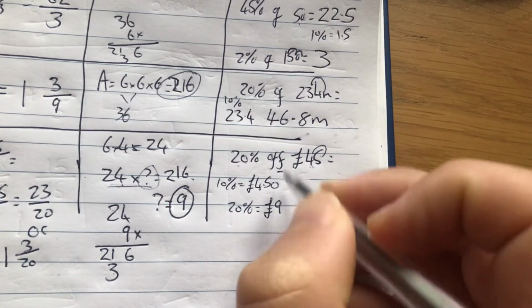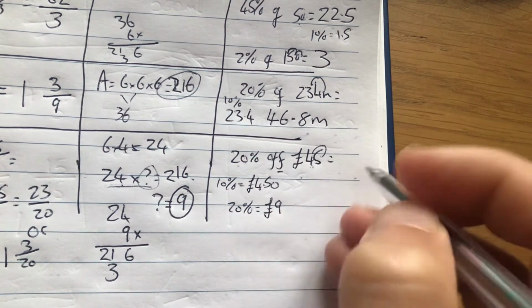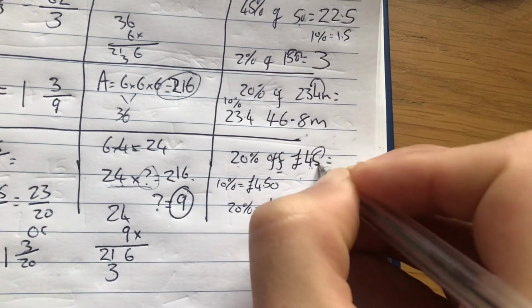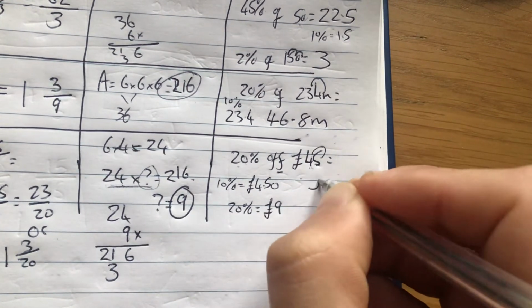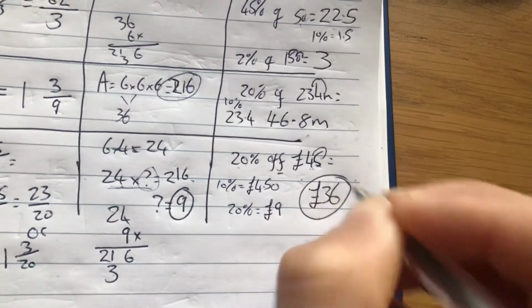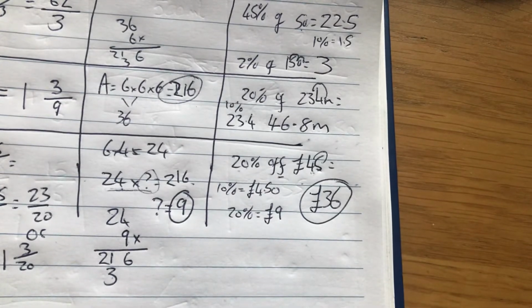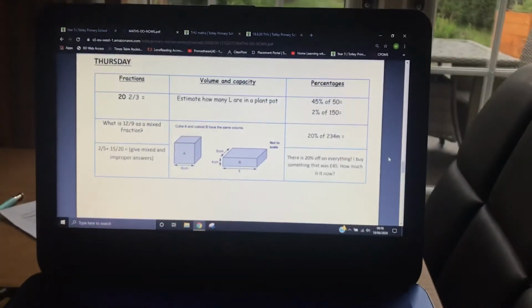But that's not your answer. It's not 20% of 45, it's off. So now you take it off £45. So 45, 35, 36 is your answer. Lovely. I hope you did okay with those.